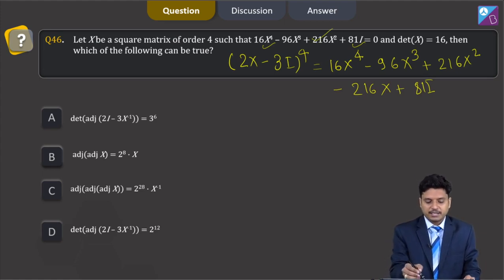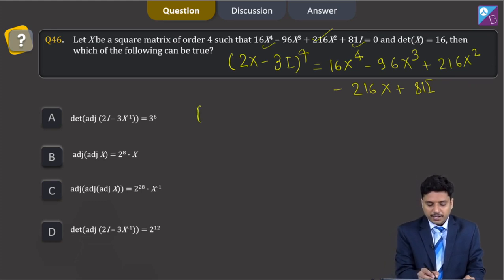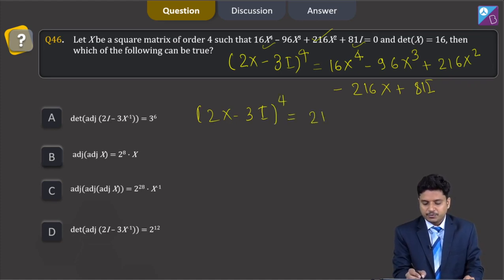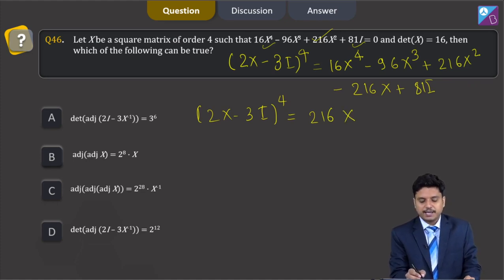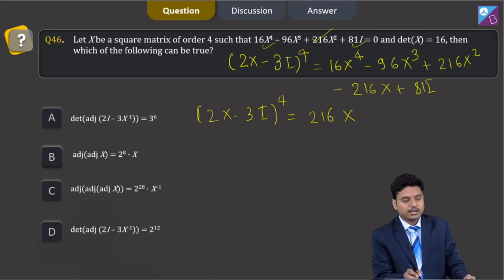That means in the given expression, one thing is actually missing, that is minus 216x. So you can see that (2x minus 3i) raised to power 4 is equal to basically 216x. So (2x minus 3i) raised to power 4 is equal to 216x.